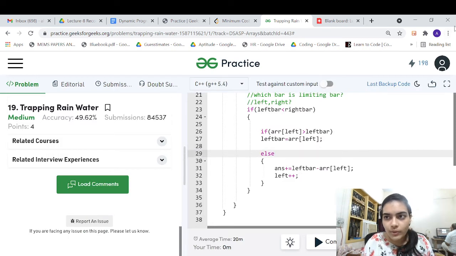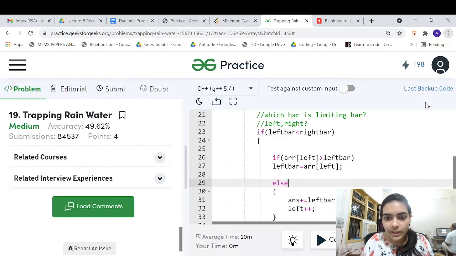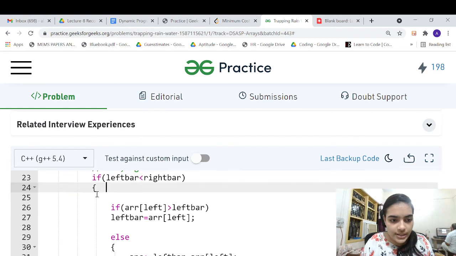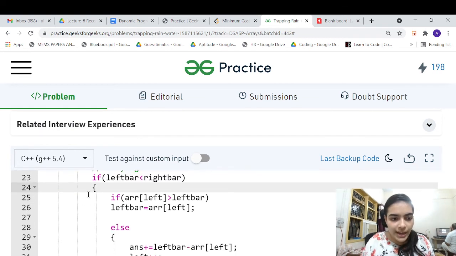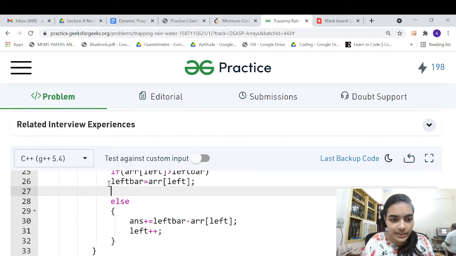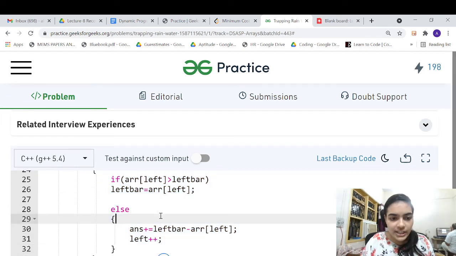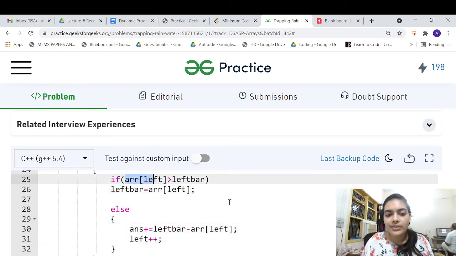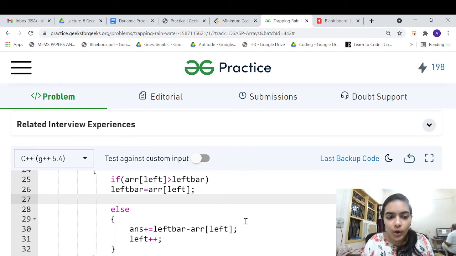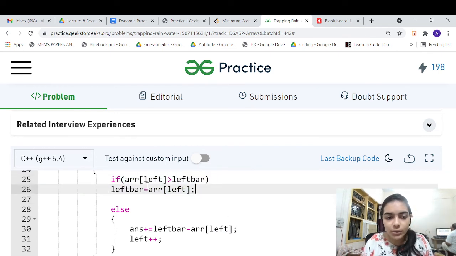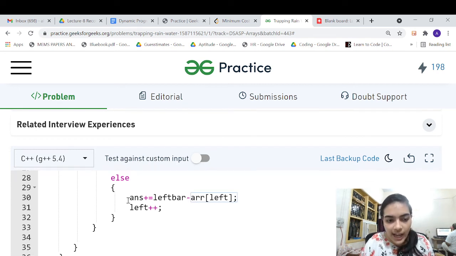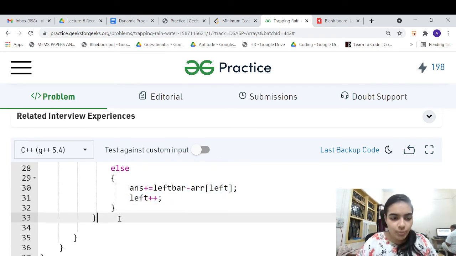So let me zoom it out again properly. So this is the code, right? If left bar is less than right bar, then you have two cases, right? If or else. What is the first case? If the current bar is a maximum than any previous left that you have seen, it will not store any water. We are not adding anything to answer here. In this case, we are just initializing the left bar to that current height. Else we are adding it to the answer, and then you can shift your left pointer.